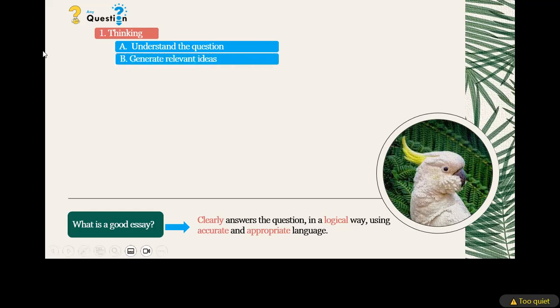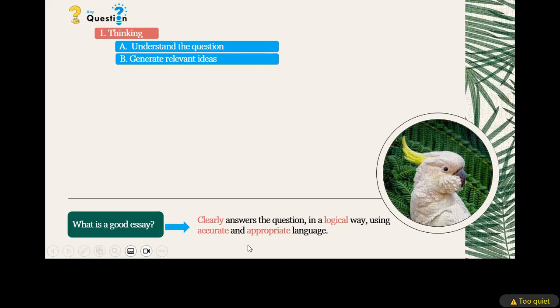Okay, the second thing, I need to generate relevant ideas. Relevant ideas are ideas that are directly related to the topic. This is what is meant by relevant ideas. And I wouldn't advise you to brainstorm. Brainstorming is not good, okay? Because you just write any ideas that come to mind. Well, this is not good. I will show you how to generate relevant ideas.